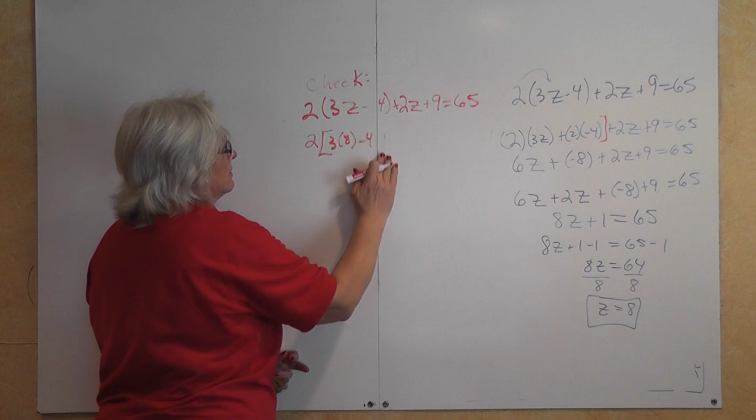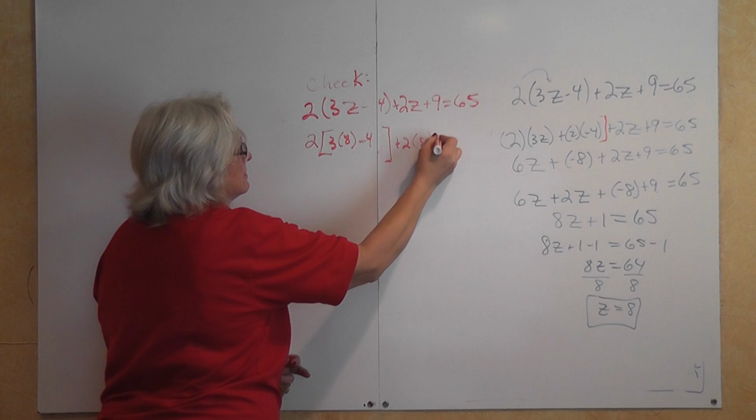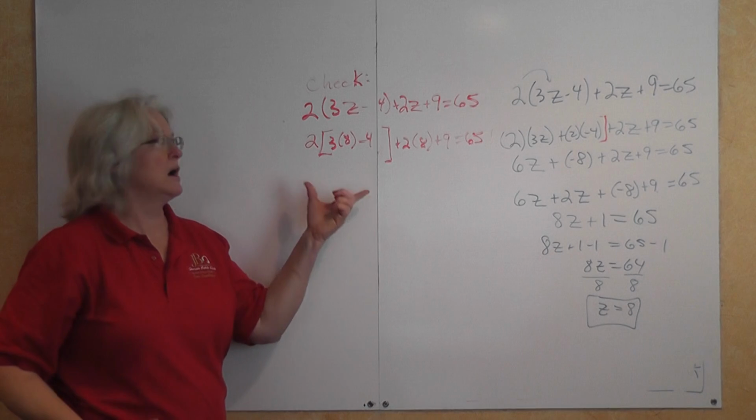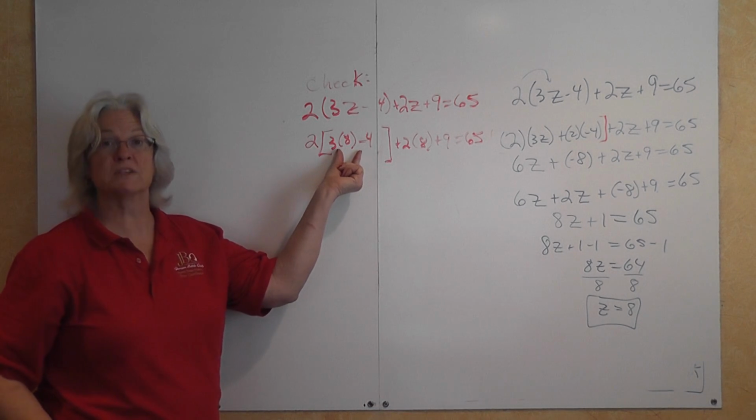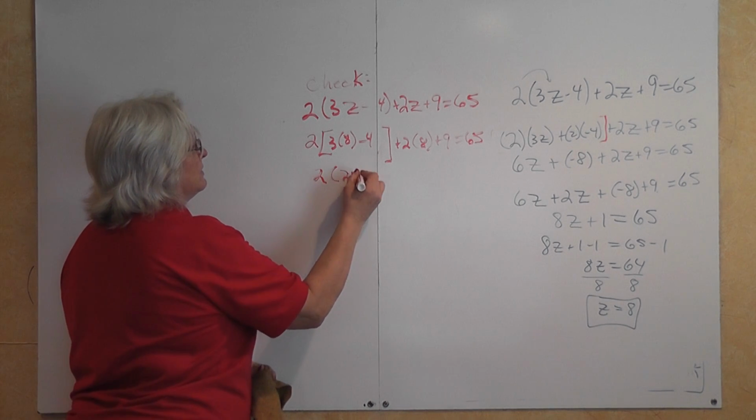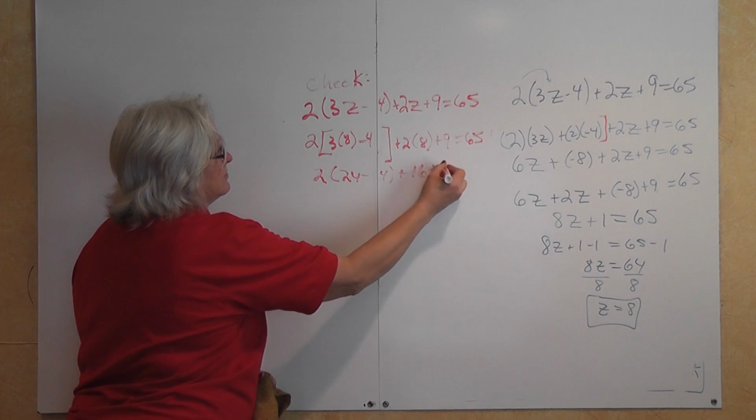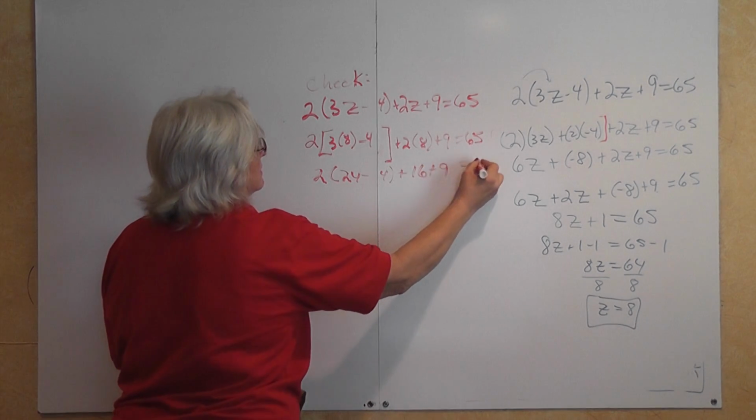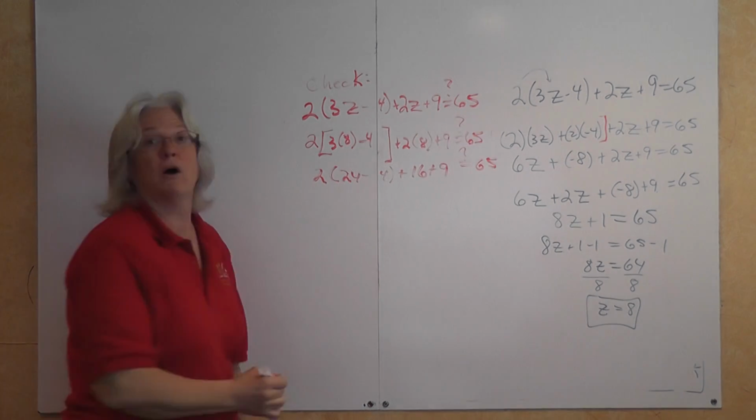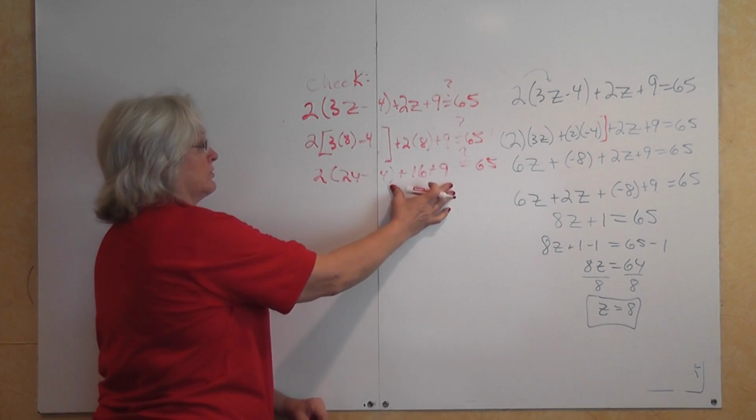Minus 4 plus 2 times 8 plus 9 is equal to 65. I used brackets so that I could show my substitution in here. 2 times 24 minus 4 plus 16 plus 9. Does that equal 65? We should really put a question mark on top of all of those signs because we don't know if that's true. This is what we're determining if it's true.